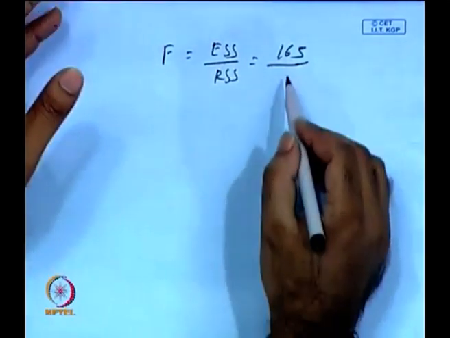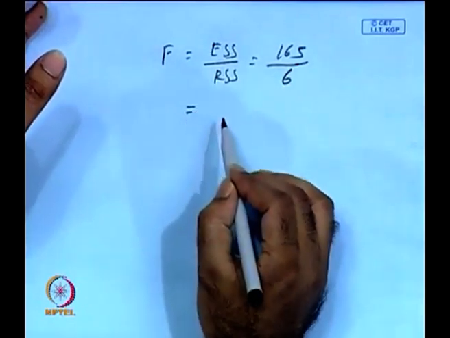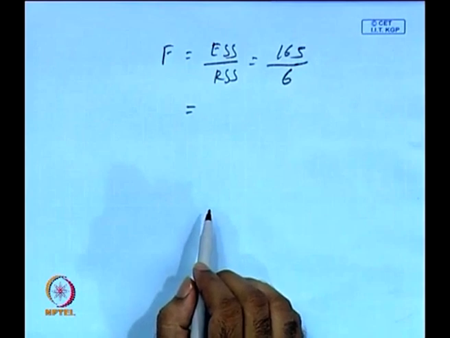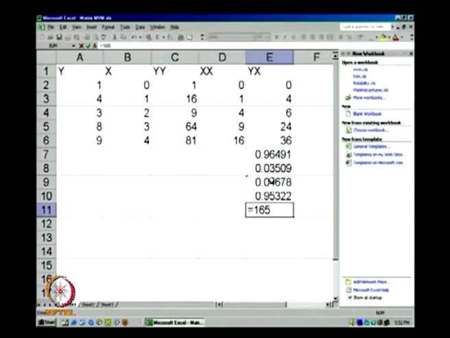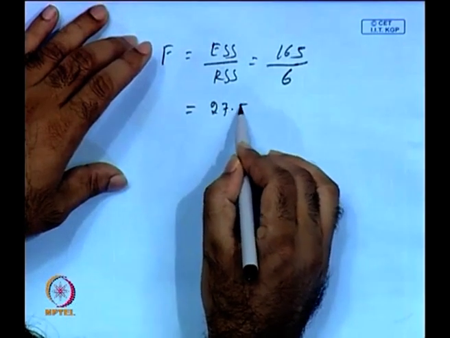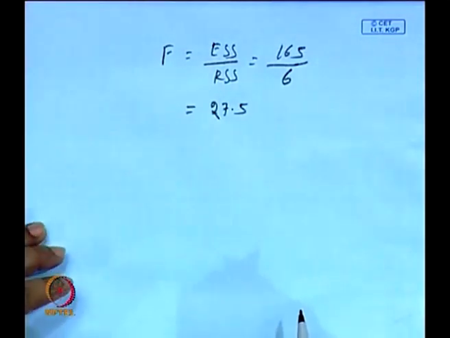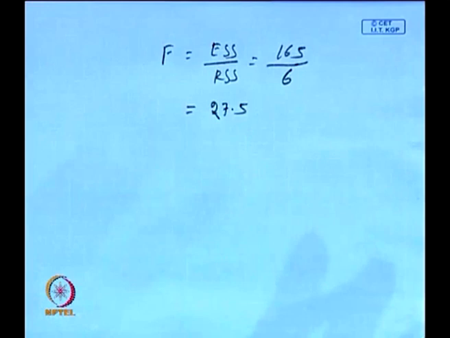RSS is coming 6. So that means 165 by 6, so this is equal to 165 divided by 6, which is 27.5. So it will be coming 27.5. So F is 27.5. So there is enough chance that this particular structure is highly statistically significant. There is no doubt about it.